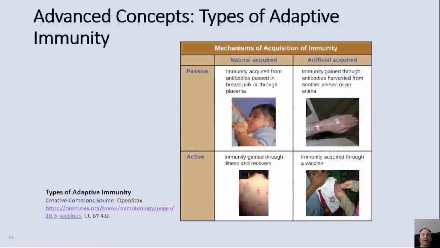Adaptive immunity can be described as either active or passive. Active immunity refers to the activation of an individual's own adaptive immune defenses, whereas passive immunity refers to the transfer of adaptive immune defenses from another individual or animal. Active and passive immunity can be subdivided based upon whether they were acquired naturally or artificially. This slide illustrates and describes the four types of adaptive immunity.